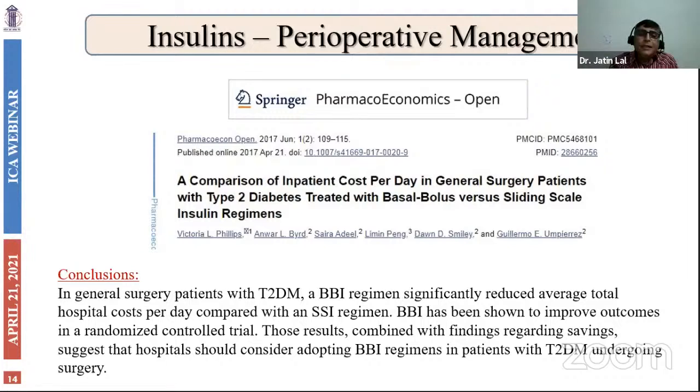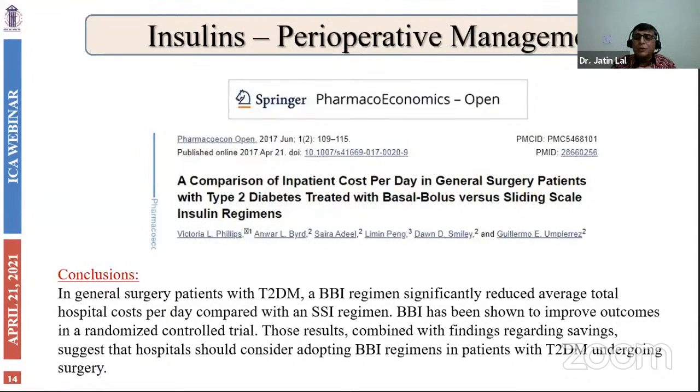Yes. Another thing with the insulin preparation was that if we use the basal bolus insulin, the cost may go high. But we have a study in 2017 published in Pharmacology Open, a comparison of the inpatient cost per day in general surgery patients with type 2 diabetes treated with basal bolus versus sliding scale insulin regimes. And they concluded that in general surgery patients with type 2 diabetes, a basal bolus regime significantly reduced average total hospital cost per day compared with the sliding scale insulin regime.